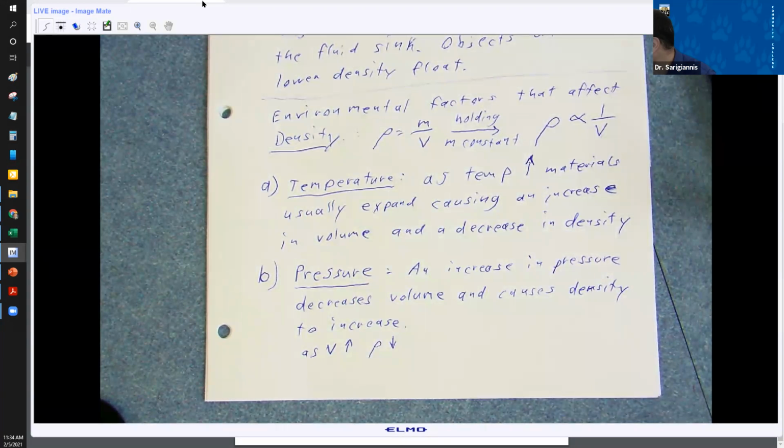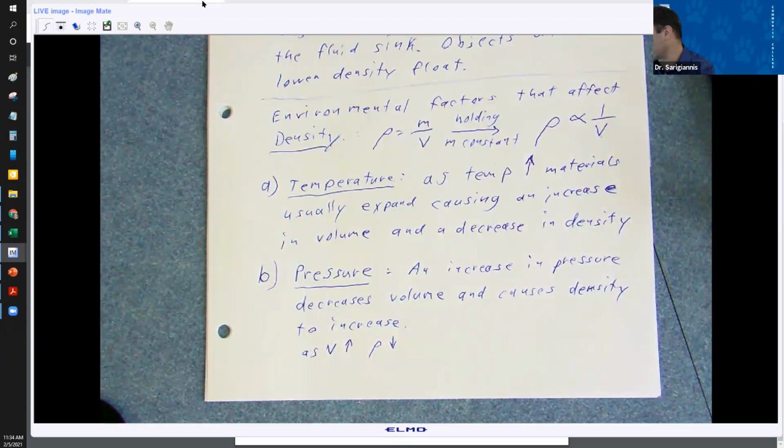Now, you could have a factor like rust, and that could cause a change in the mass, but typically it changes the volume as well. And that's something that's a little more complicated, but we're focused typically on volume. Temperature and pressure change the volume, and that changes the density.